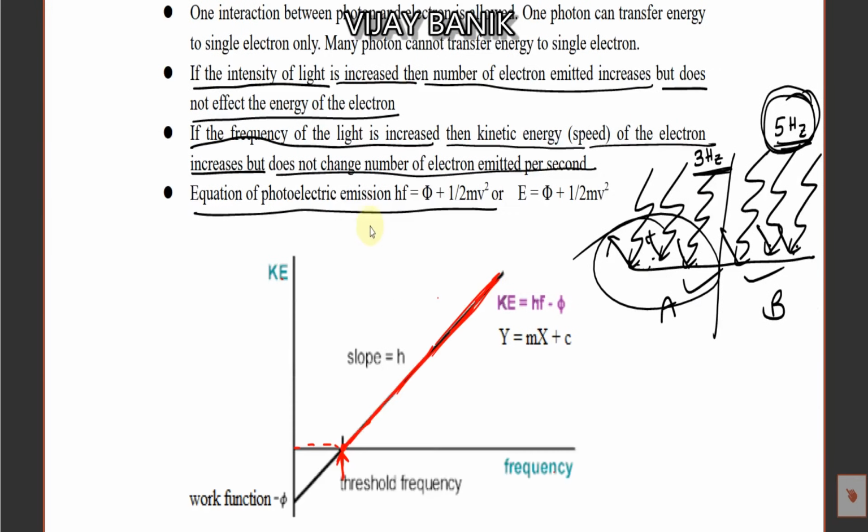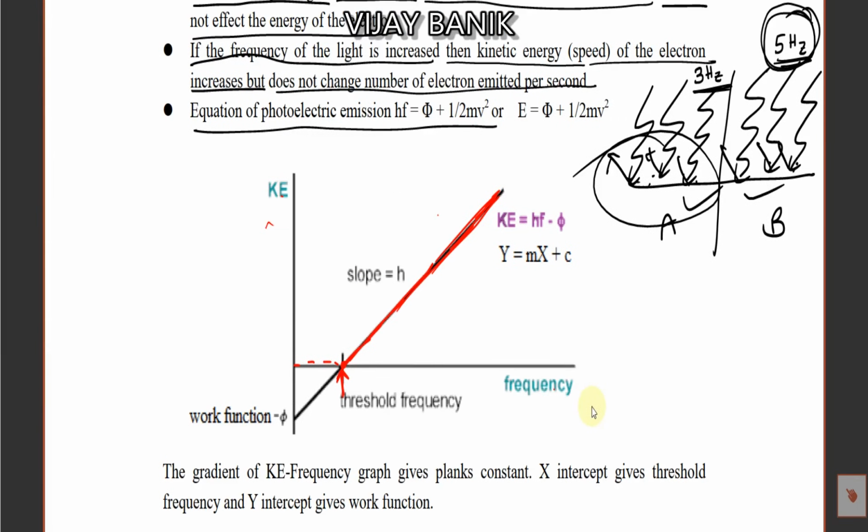So wherever your kinetic energy versus frequency graph crosses the x-axis, that is your threshold frequency, because your kinetic energy is 0. You can see, as you increase the frequency, your kinetic energy increases, but at threshold frequency kinetic energy is 0. In the examination, you have to extend this line with the help of a ruler, and you have to see where it is cutting the y-axis to find the work function value. And if you want to find Planck's constant, you can find the gradient.